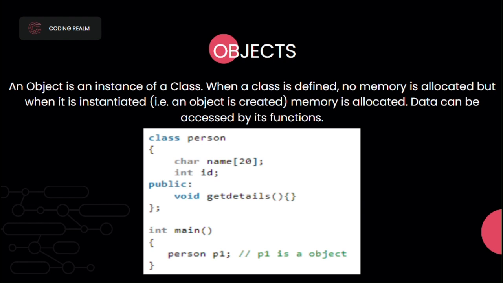Look at this example. In this example, I need the name and the ID of the persons. First, I need to define the class person, and I need to define the array name, which is a character array, and the ID, which is an integer, and in public, a void function, get details. In the main function, I need to put person P1. Here, person P1 is an object.